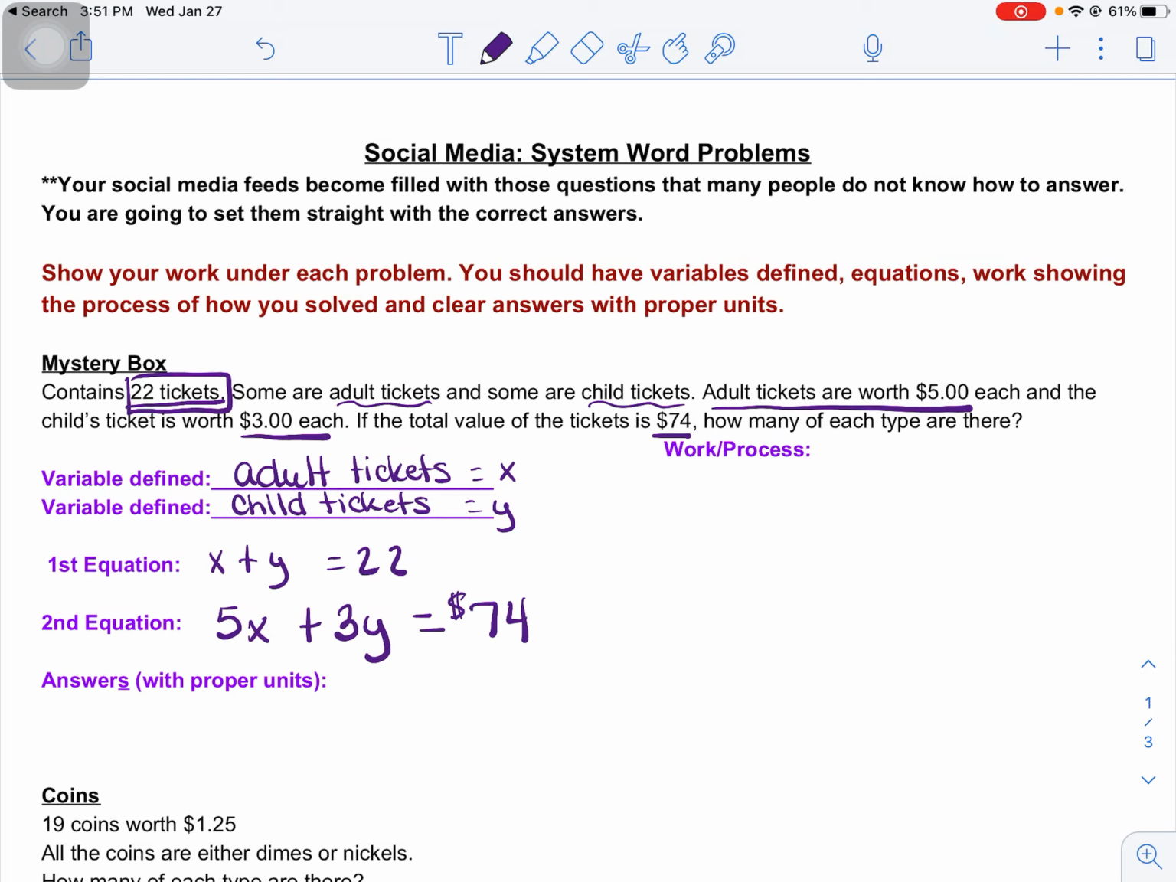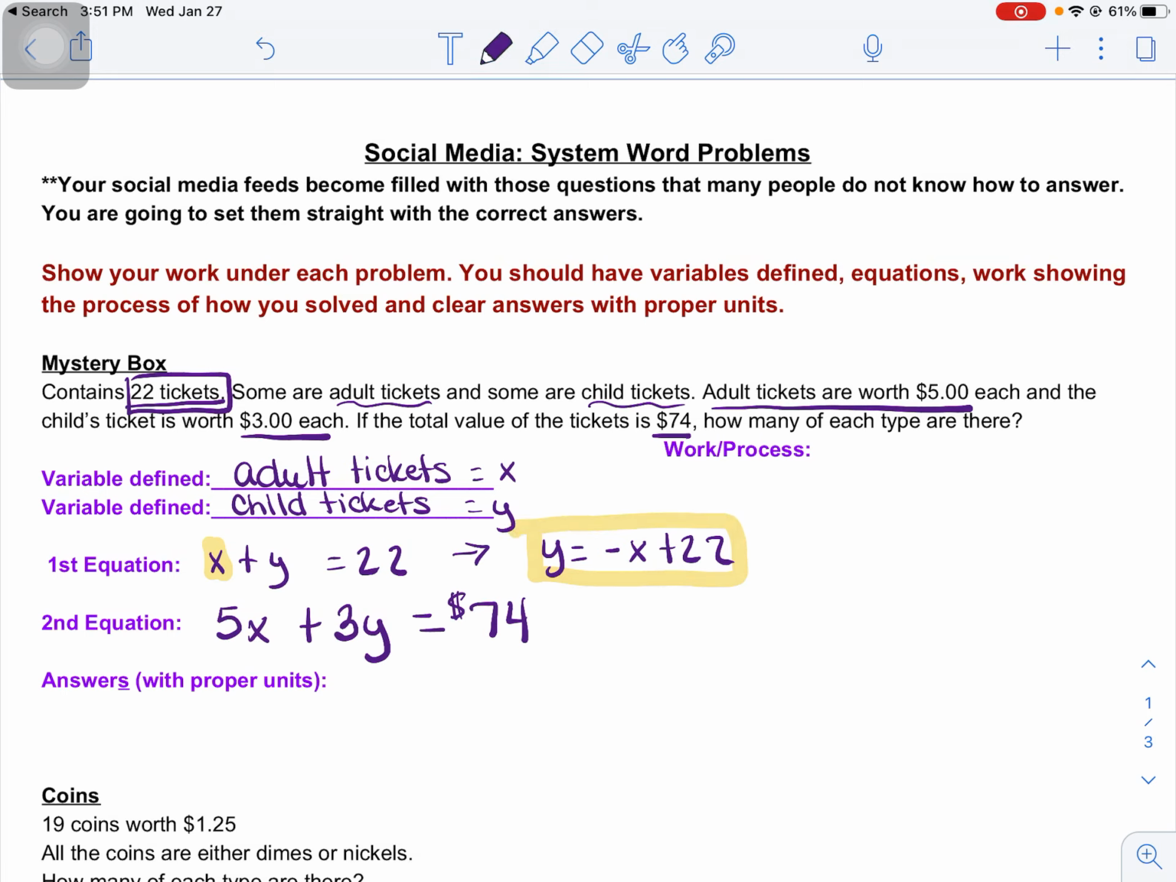So now we're going to use a way to solve systems. Neither one of these is in y equals form, so we need to get a single variable alone. Maybe we decide to solve for X, or you may decide to solve for Y. I'm going to change the first one to be a single variable. So y equals negative x plus 22. Now this is what I'm going to use to substitute into the other equation.